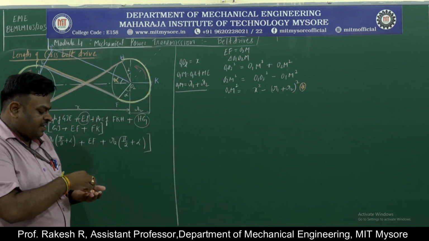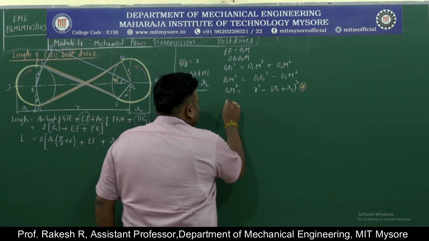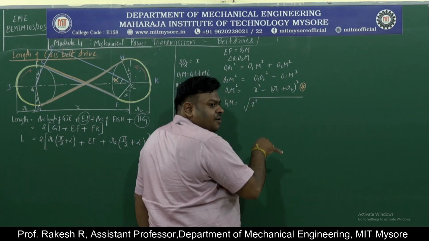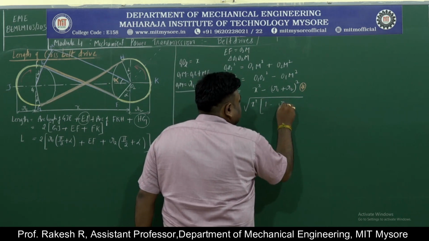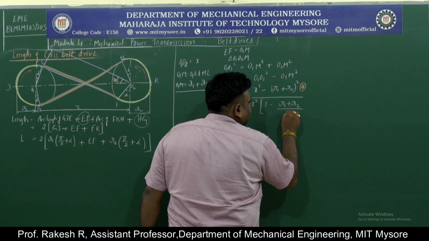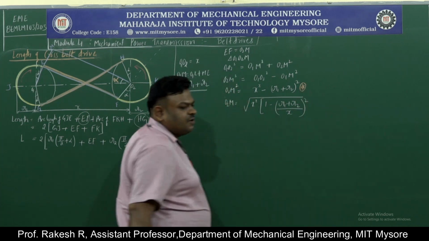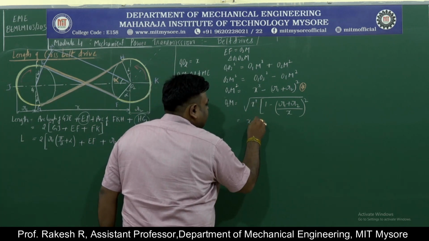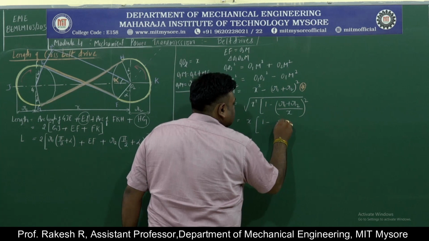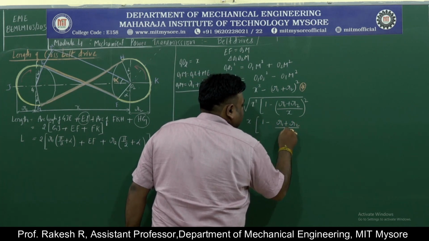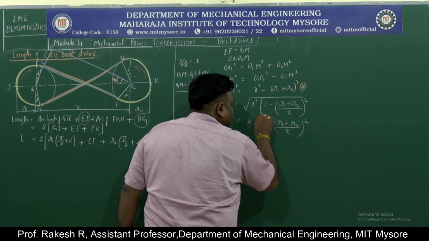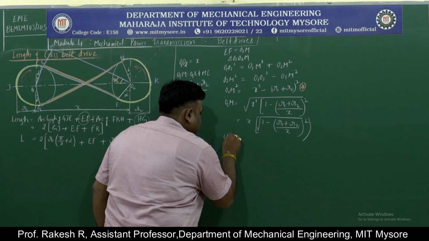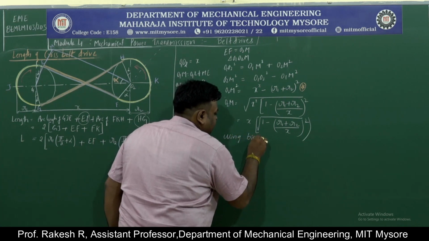After that again I will be applying O2M. O2M is equal to square root of x square. I will take it common here only, 1 minus (R1 plus R2) divided by x, whole square. Got it? After that, apply binomial theorem or apply the root first. It will be x into 1 minus (R1 plus R2) by x whole square with this root. You are applying binomial theorem only for this. So it will be using binomial theorem.